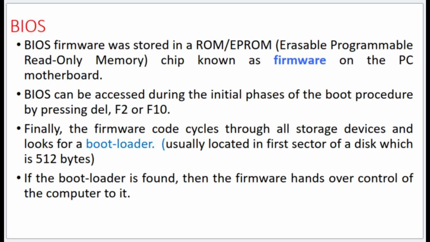BIOS firmware is stored in a ROM/EPROM, erasable programmable read-only memory chip, known as firmware, on the motherboard. BIOS can be accessed during the initial phase of the boot procedure by pressing F2 or F10. Finally, the firmware code cycles through all storage devices and looks for a bootloader, usually located in the first sector of a disk, which is 512 bytes. If the bootloader is found, then the firmware hands over control of the computer to it.